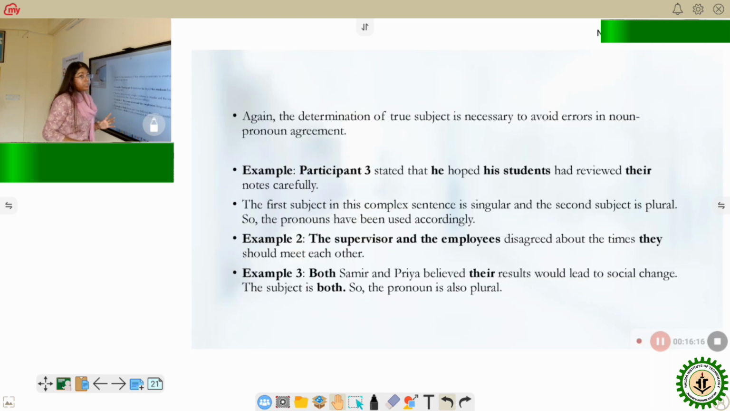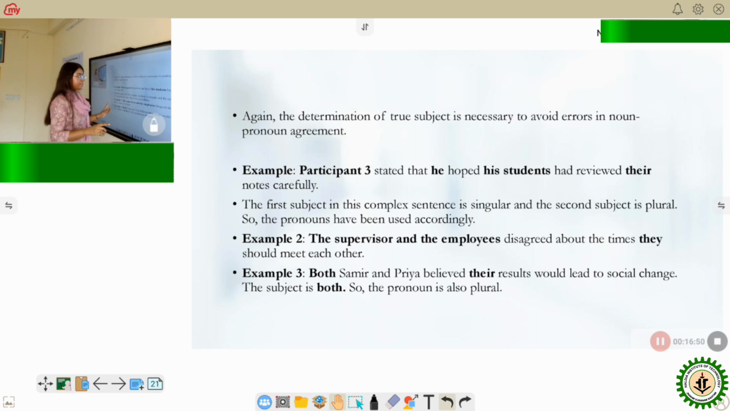Again, the identification of the true noun is necessary to use the correct pronoun. I will give some examples. Like, participant 3 stated that he hoped his students had reviewed their notes carefully. So, see, there are many nouns and many pronouns. For example, participant 3 is the first noun, so the pronoun will be he. So, participant 3 stated that he hoped that his students had reviewed their notes carefully.